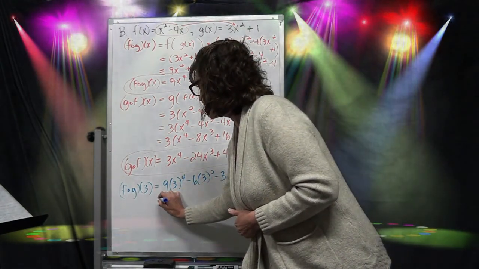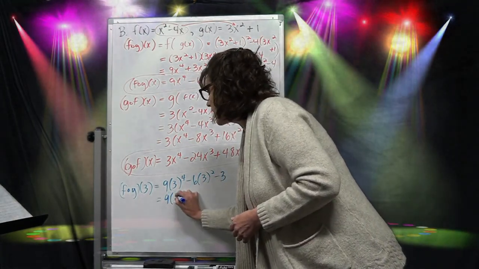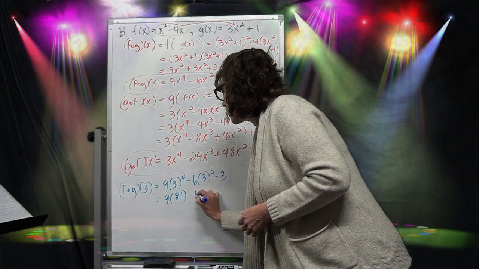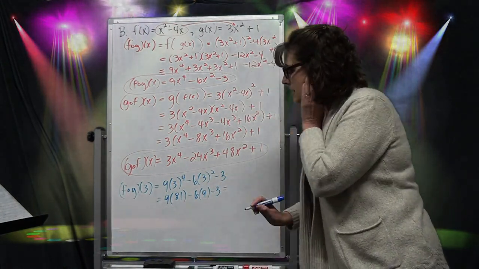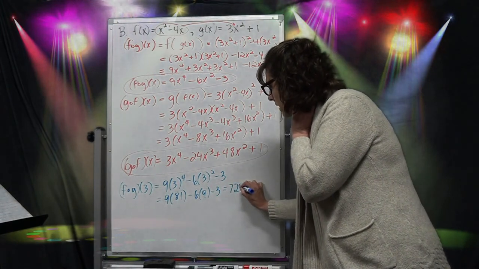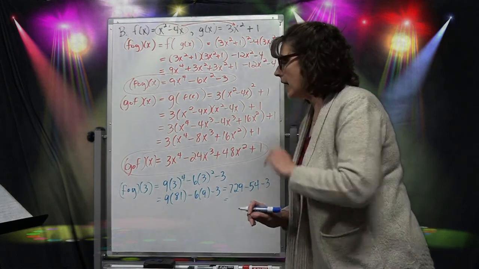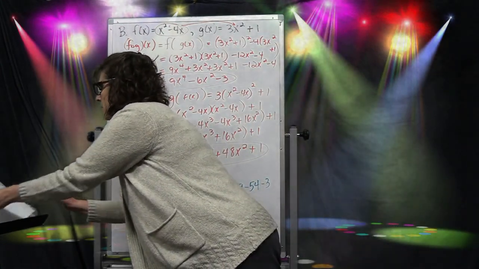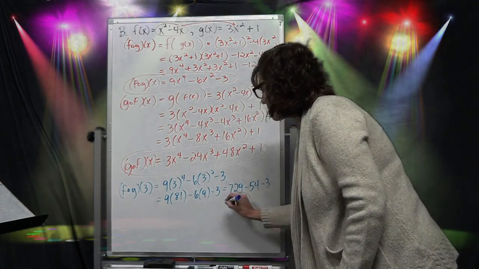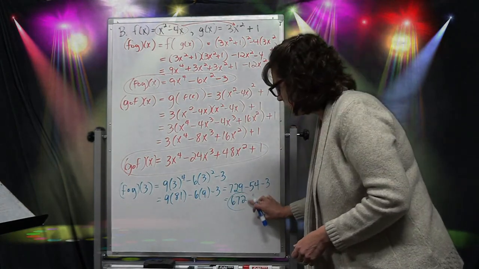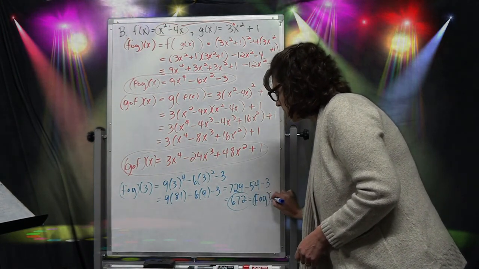Follow the order of operations. 3 to the 4th power is an 81. 3 squared is a 9. 9 times 81 is 729. Minus 54 minus 3. And let me speed myself up just a little bit here. That will give me a 672. And that's going to be my f of g of 3.